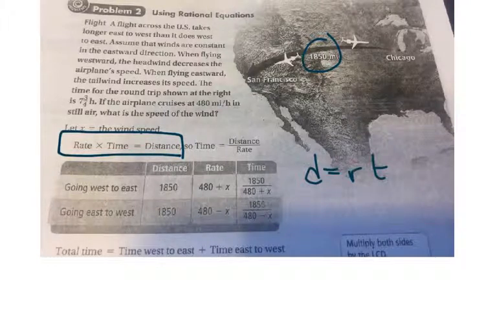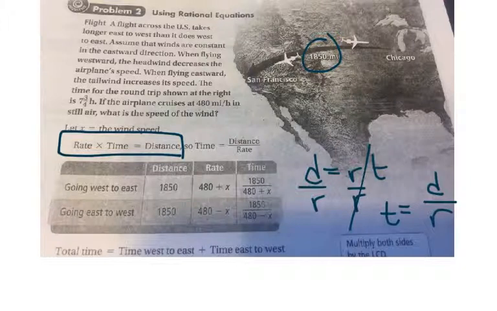The rate is the speed of the airplane plus the speed of the wind, because remember, I said the wind, when you're going west to east, is going to make your speed faster. So the rate, we're going to call it 480 plus x because we don't know what the speed of the wind is yet. So the time, and you're probably looking at the little chart going, how did they get that? Well, if we solve this equation for time, I'm going to divide both sides by r, and I find out that the time is equal to the distance divided by the rate. Well, we know the distance is 1850, and the rate, going west to east, is 480 plus x.